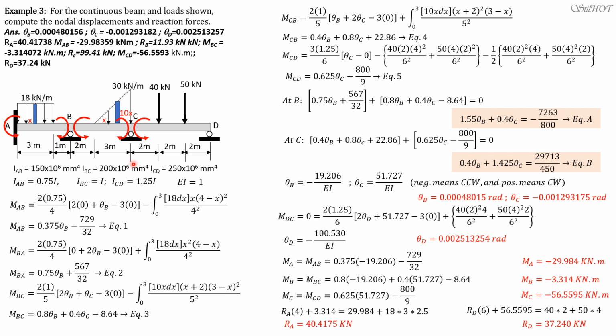Similarly, for reaction at C. So after we found RD, which is 37.24, summation forces Y for CD, you can solve shear just to the right of C. It is equal to 40 plus 50 minus 37.24. So you get shear just to the right of C. Then you consider BC, summation forces Y, because you already found shear just to the right of B. You can solve shear just to the left of C. Then shear just to the left of C plus shear just to the right of C is the reaction at C.